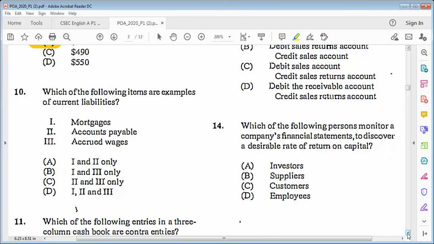Well, we know what current liabilities are. Current liabilities are amounts that are due, which will be paid within a year of the balance sheet date, within that financial period. So, what would be our current liabilities? We know mortgages is not a current liability, but accounts payable and accrued wages are current liabilities. So, therefore, our answer would be C.